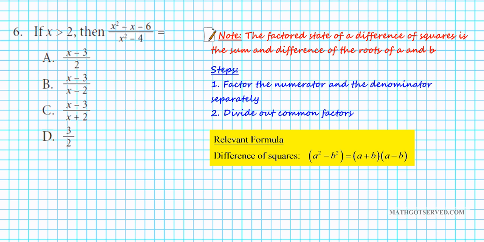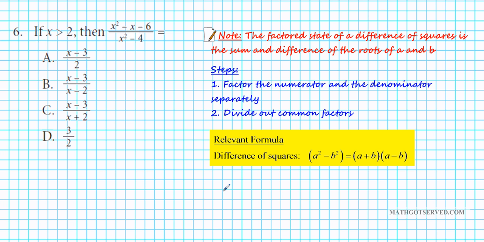So one thing you want to note when factoring difference of squares, as shown in the denominator here, is that the factored state of a difference of squares is the sum and difference of the roots of a and b, the first and the second term. All right, keep that in mind.